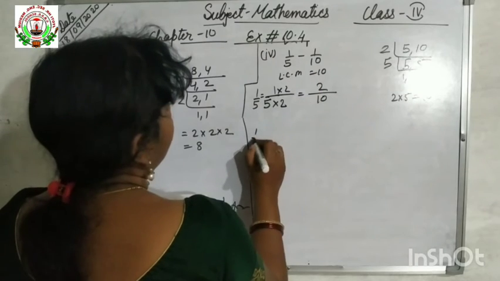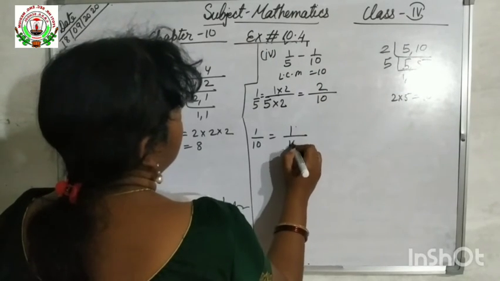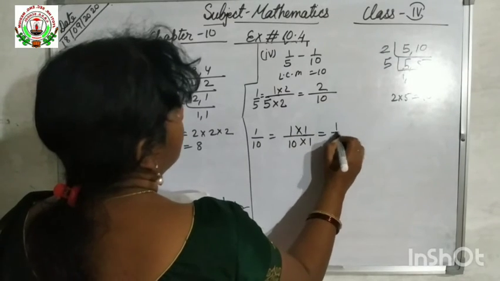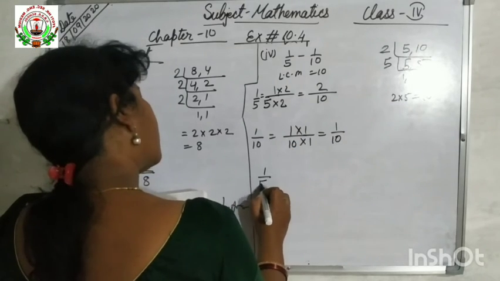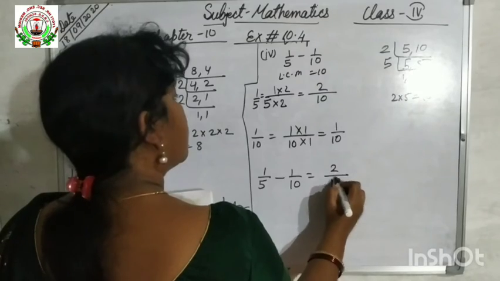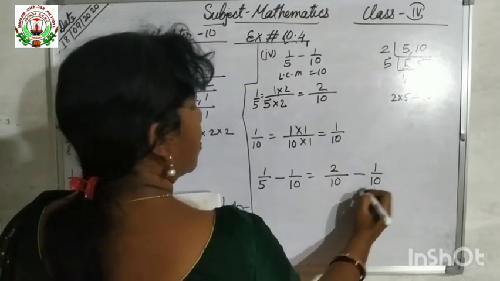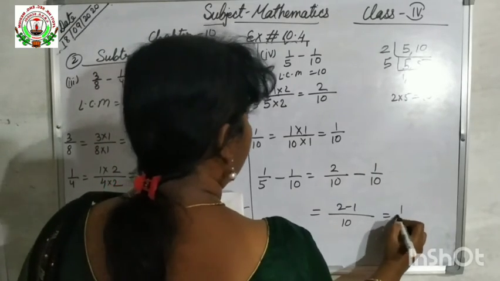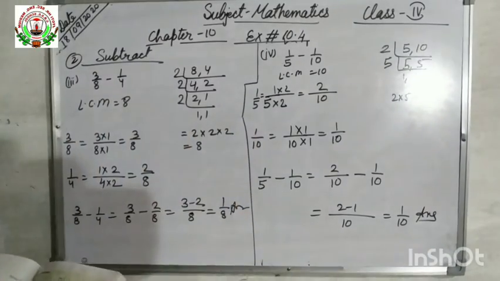Next fraction is 1 by 10. So it is already 10, so you will multiply it by 1. 10 1 ja 10. Now what is the main fraction? 1 by 5 minus 1 by 10. Here 1 by 5 is 2 by 10 and 1 by 10 is already 1 by 10. Then 2 minus 1, that is 1 by 10. This is the answer.